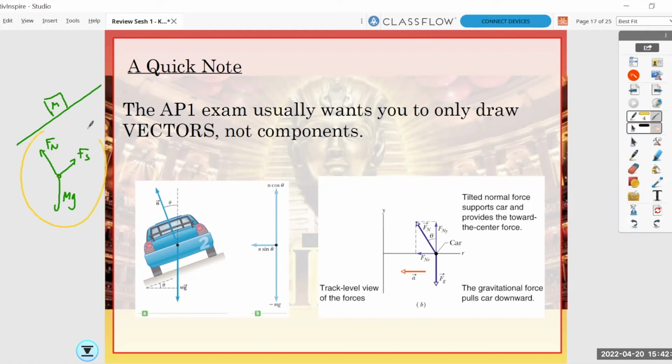Draw the thing that they want in the place that they want it. And then off to the side, in the margins, you can draw, okay, well, I really need mg sine theta, mg cosine theta. Go ahead and draw your components off to the side, but do not draw them on the official free body diagram under any circumstances.